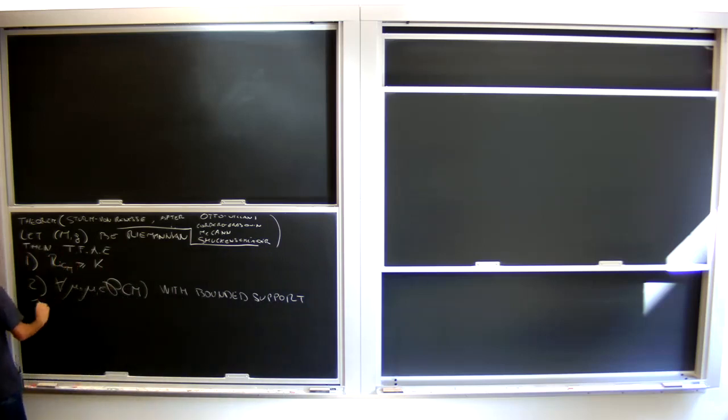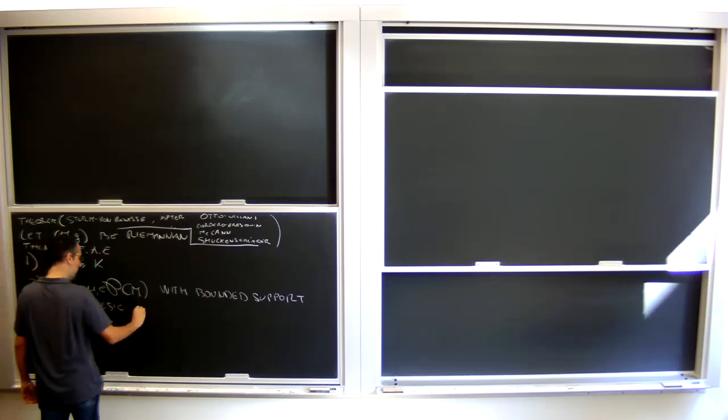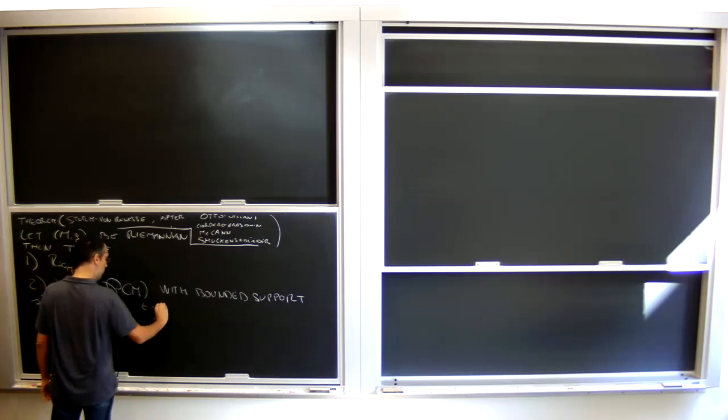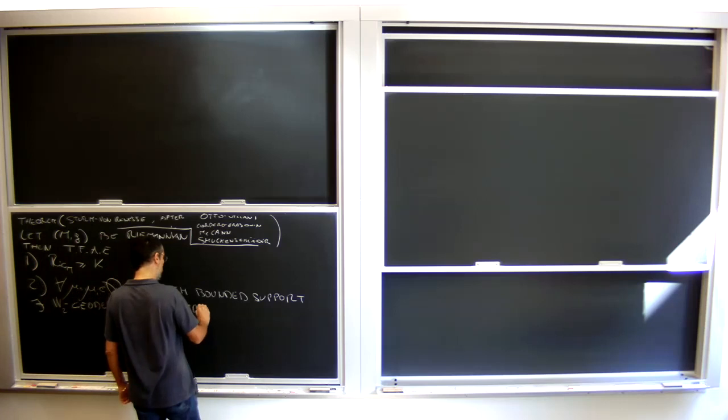there exists a W2 geodesic. And if you have no idea what this is, it doesn't matter. I mean, it matters, but we'll take care of this. W2 geodesic, let me call it mu t, interpolating from mu 0 to mu 1.